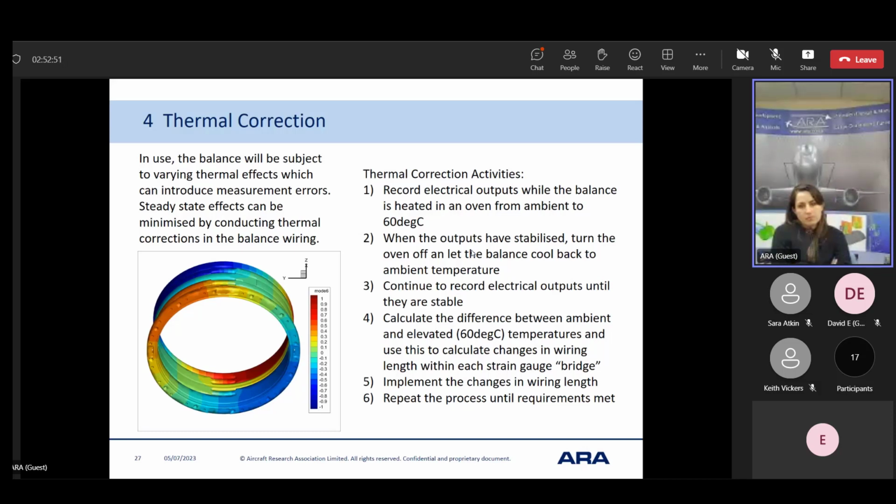We calculate the difference in stable output between the cold and hot temperatures and use this to calculate the length of wire needed in the bridge to minimize the thermal drift. We implement the changes by adding wire, and we repeat this process until the requirements are met.